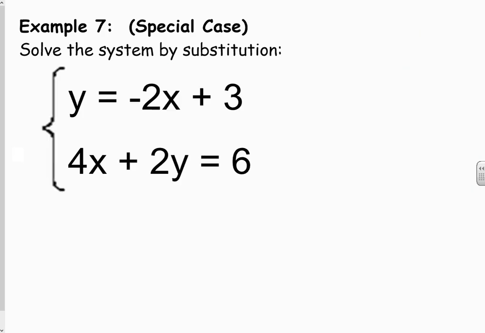Pause the video now as you try example 7. Press play to go over your answer.